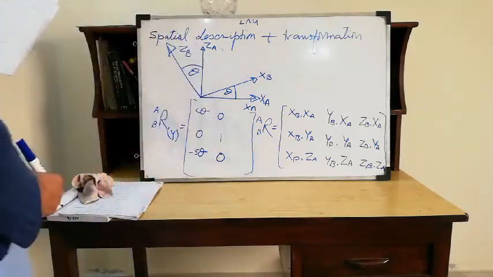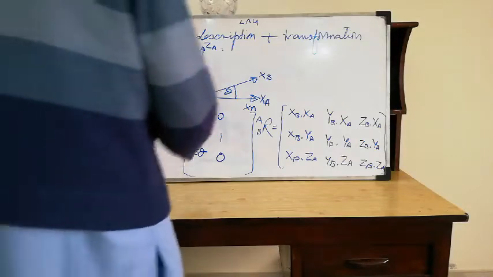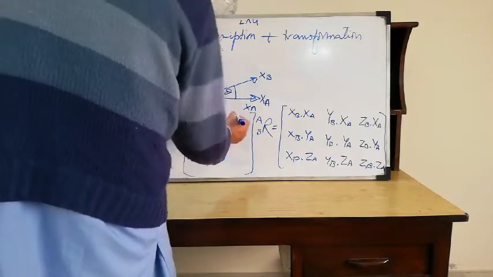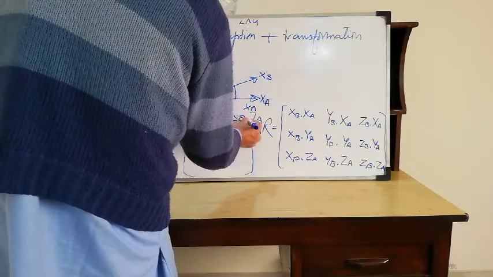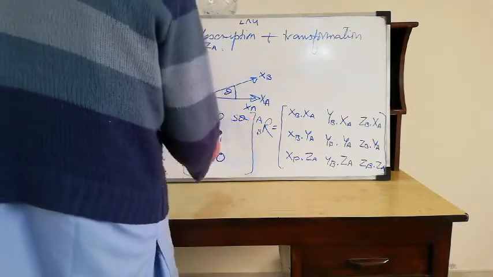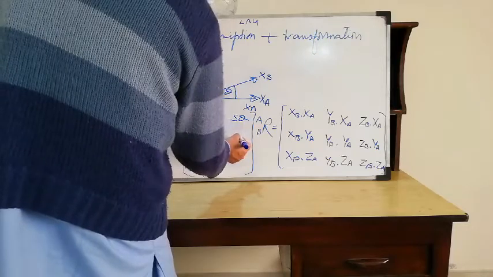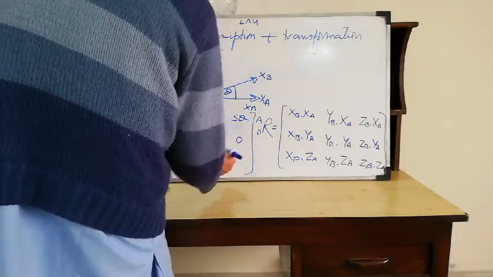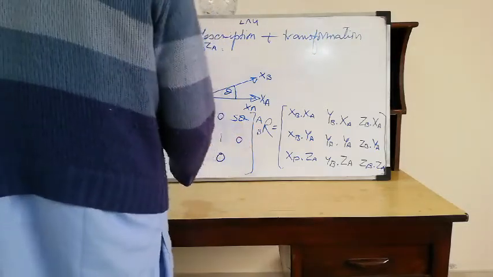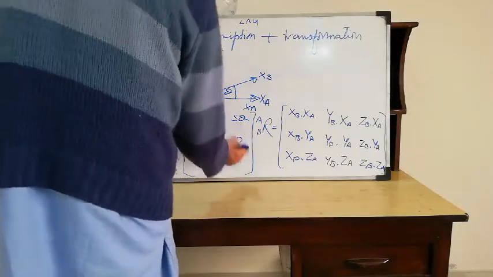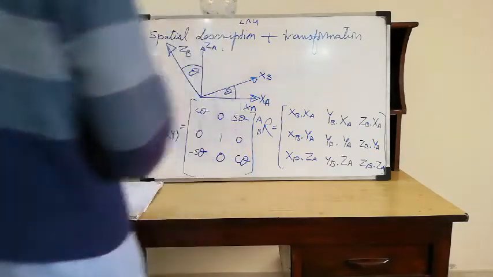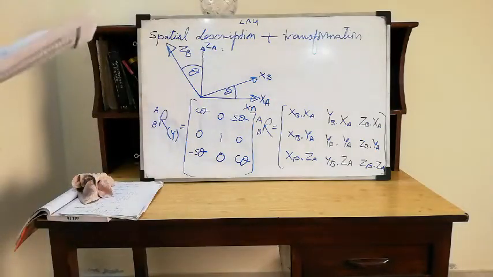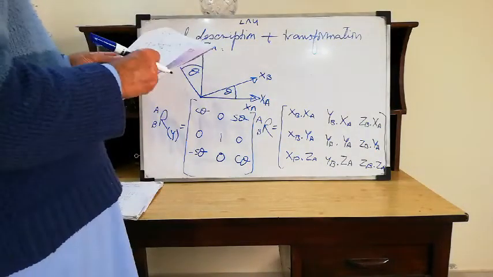So let's go to this entity. ZB dot XA is sine of theta. ZB dot YA is again 0. And ZB dot ZA is cos of theta. So this is the matrix that we have got.